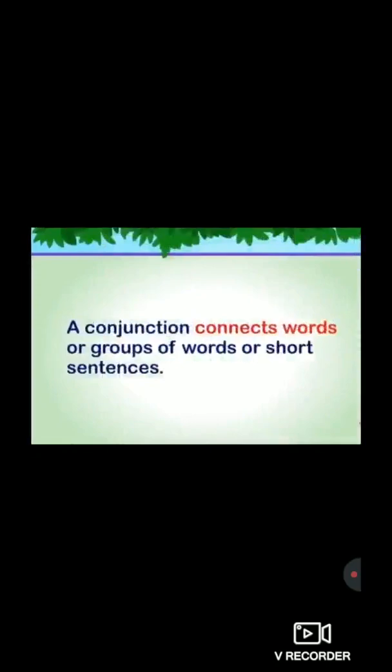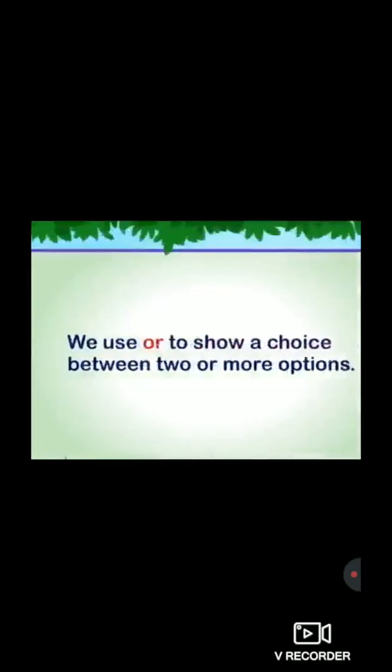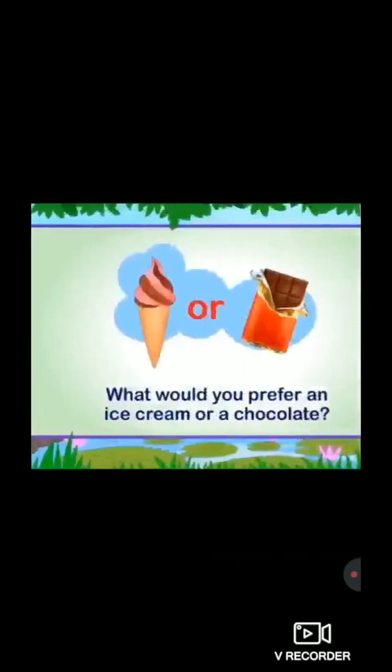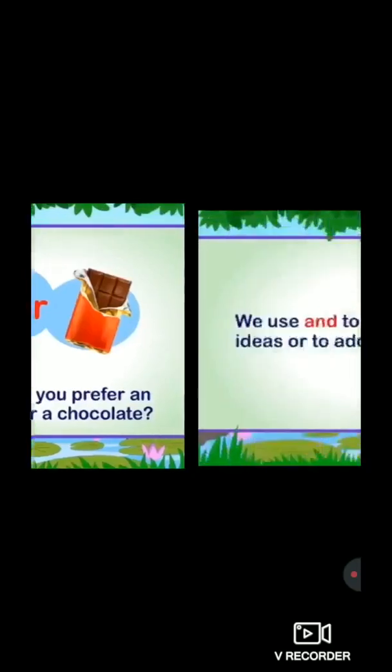A conjunction connects words or groups of words or short sentences. So here we use or to show a choice between two or more options. For example, what would you prefer, an ice cream or a chocolate? So students, can you see we have used or, right, to join two words to form a sentence.